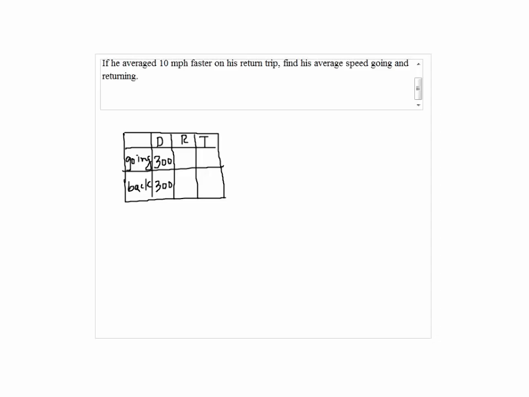Now, he averaged 10 miles per hour faster on his return trip. If we let the speed for going equal x, then the coming back speed will be x plus 10. Now we can find the time using the distance and the rate. So we have 300/x for the going, and we have 300/(x plus 10) for the coming back.